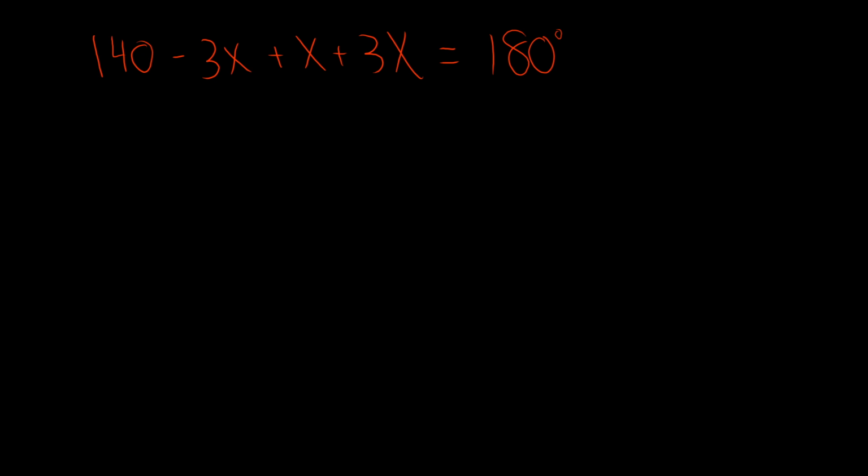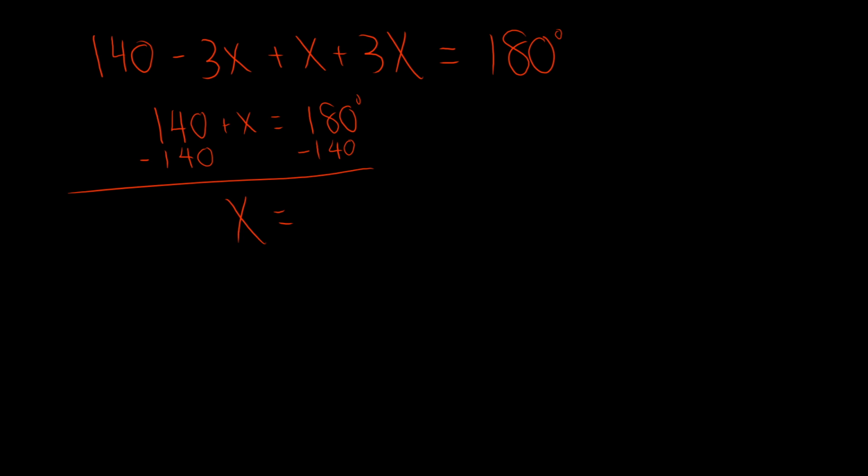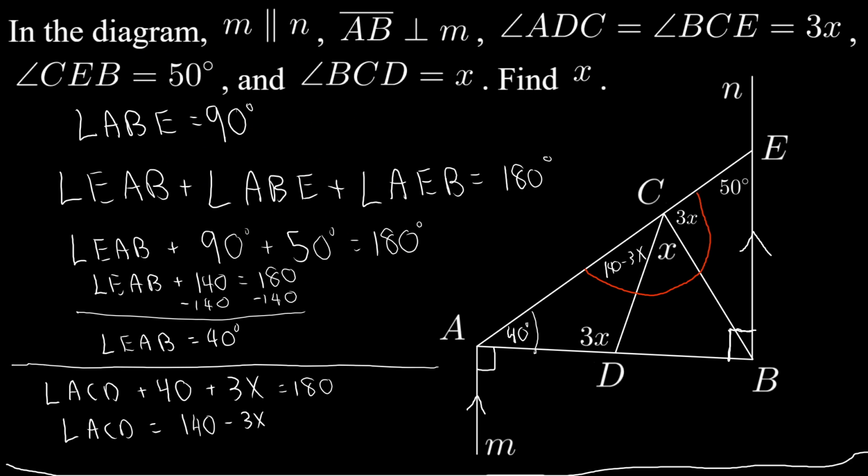Combine your like terms, we have negative 3x, positive 3x, that's going to cancel out. So what we have left over is 140 plus x is equal to 180 degrees. Subtract 140 on both sides, and we have that x is equal to 40 degrees. And that is it. X is 40 degrees. That's what it was equal to all along.